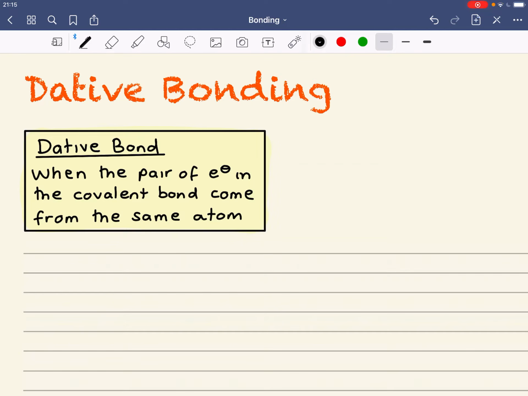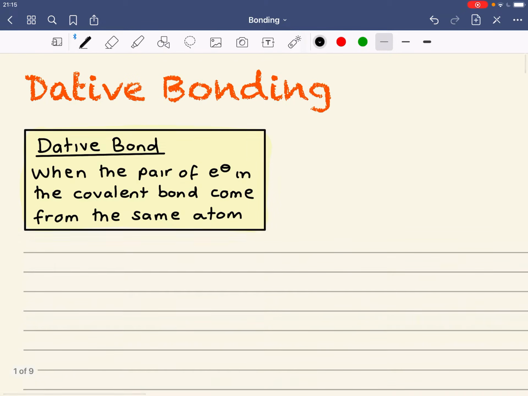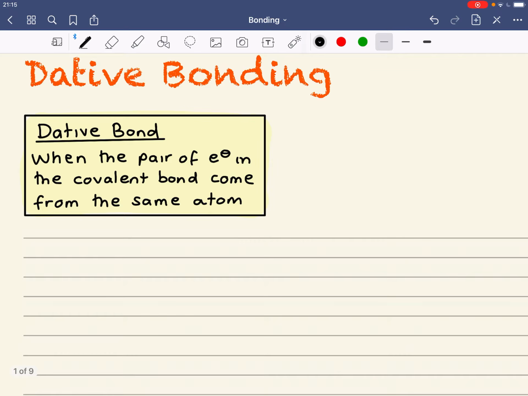Here we're going to take a look at dative bonding. We've got a definition of what a dative bond is there. A dative bond forms when the pair of electrons in the covalent bond come from the same atom.